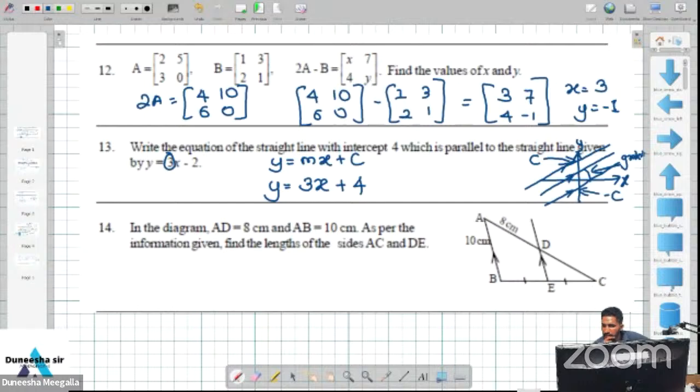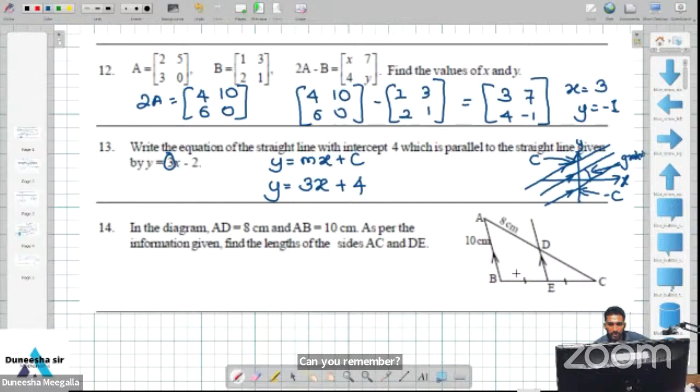What is the theorem of this geometric theorem? Midpoint theorem. Can you remember the inverse of the midpoint theorem?